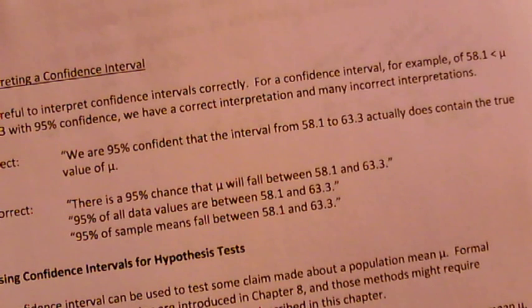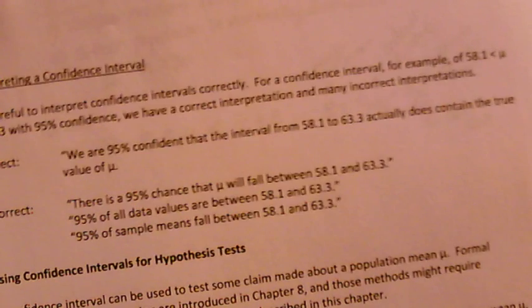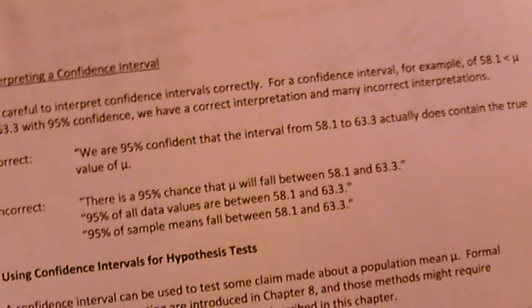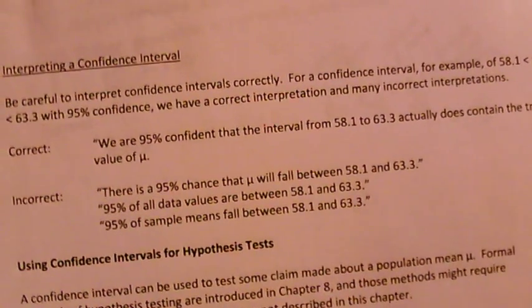And then, 95% of all data values are between 58.1 and 63.3. That's also an incorrect interpretation. And 95% of all sample means fall between 58.1 and 63.3. That too is an incorrect interpretation. Okay, so do be very careful on how you interpret your confidence intervals for a mean.